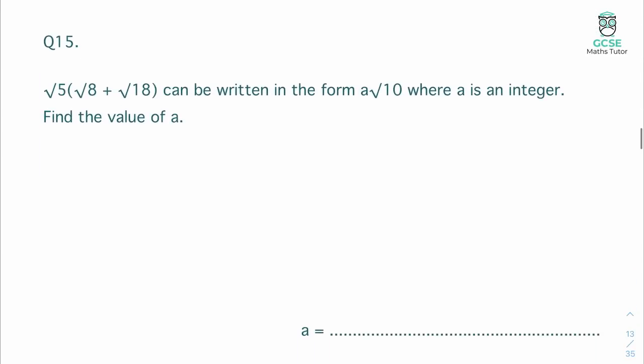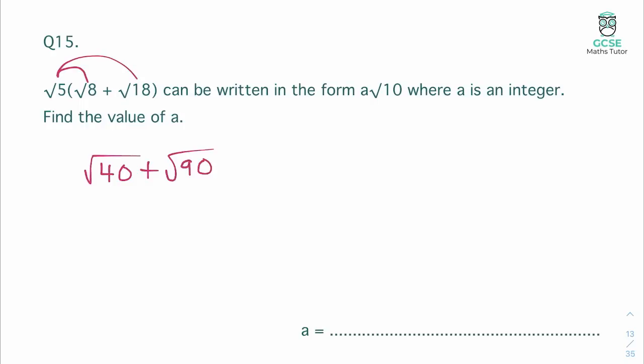Okay, we've got some surds. So for this one here, not a particularly difficult one. We've just got to multiply this bracket out. So you multiply them just like normal times tables, just the numbers under the surds. So root 5 times root 8 is root 40. 5 times 8. Add root 5 times root 18, which is root 90.